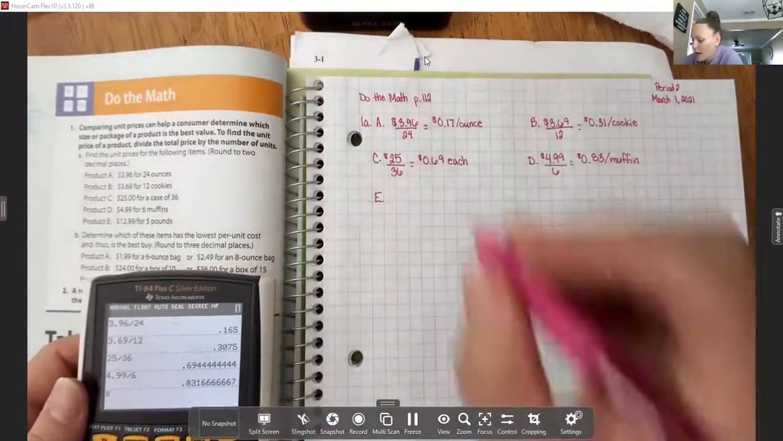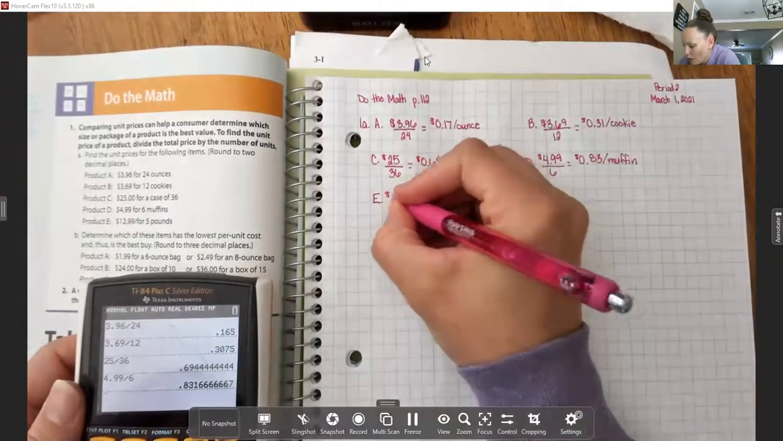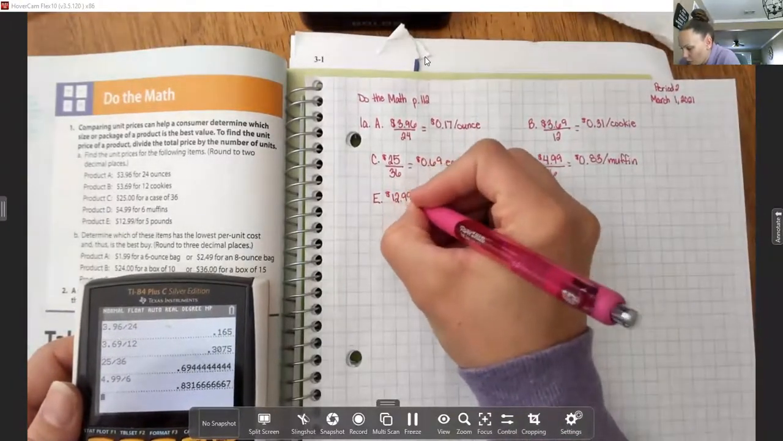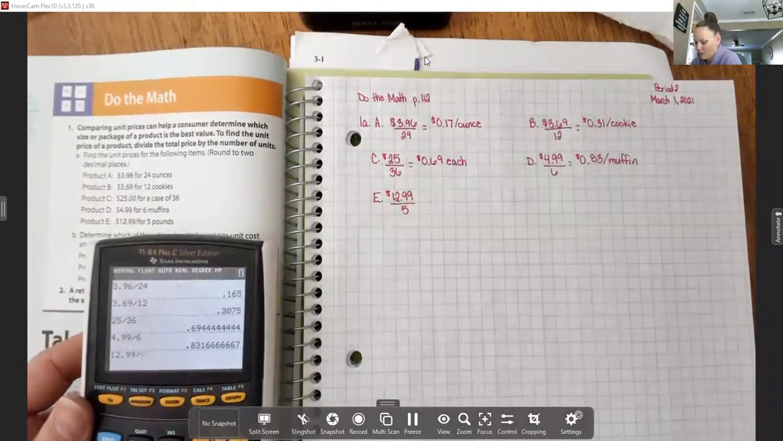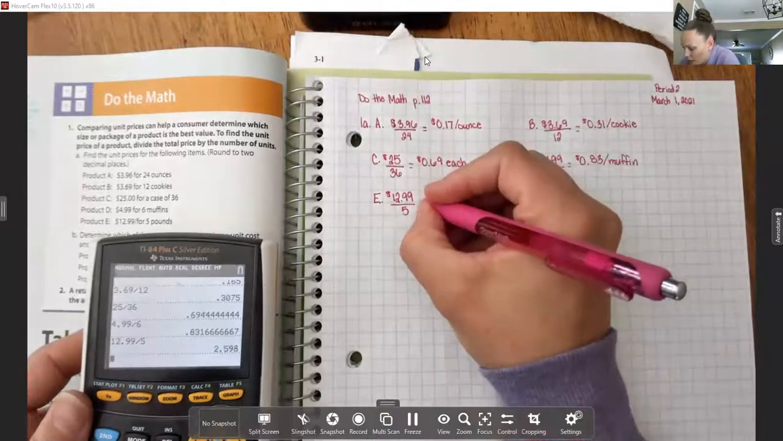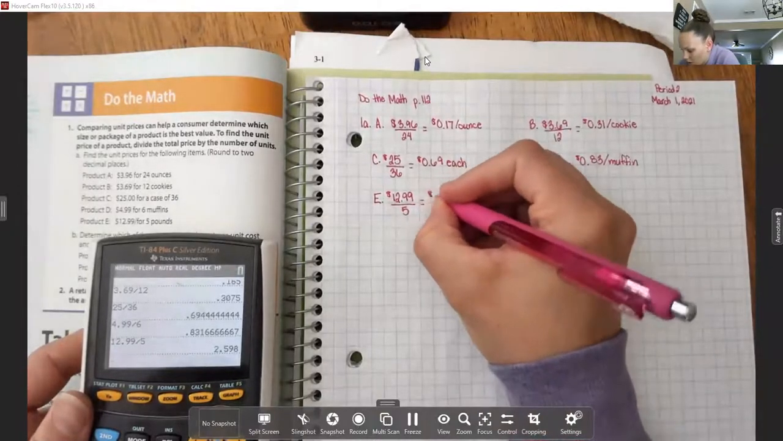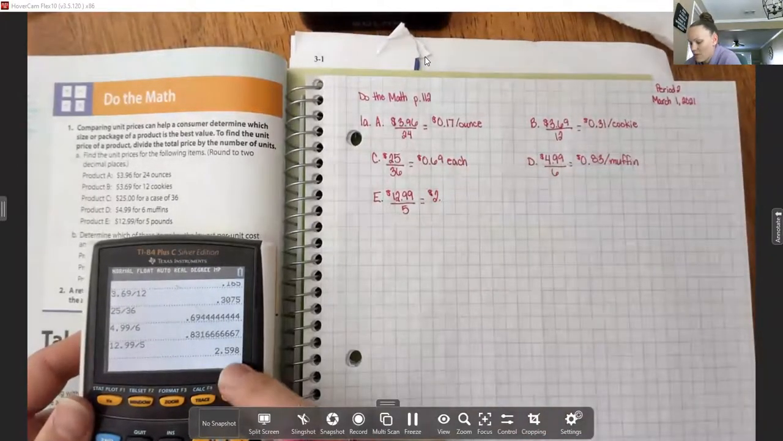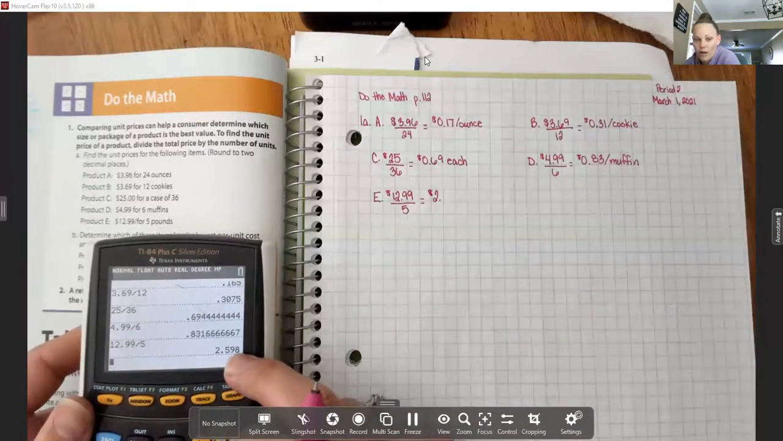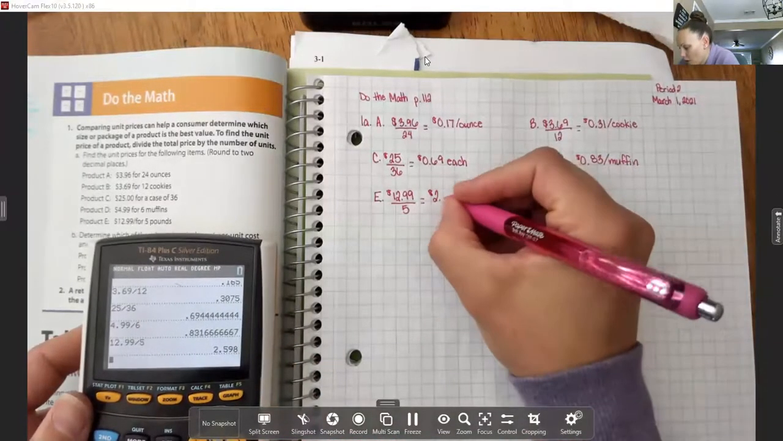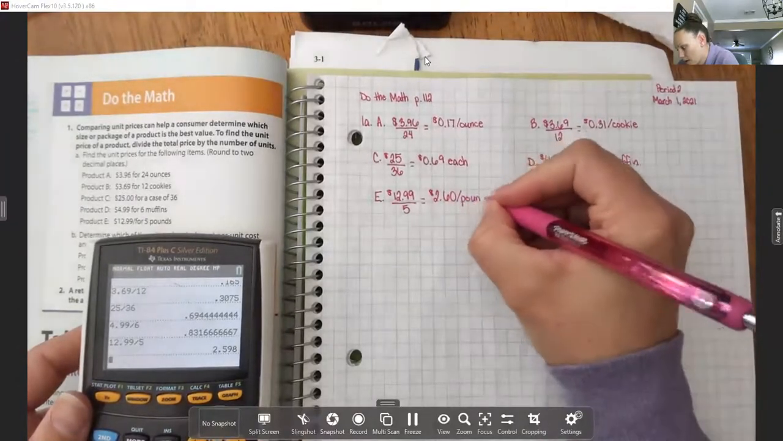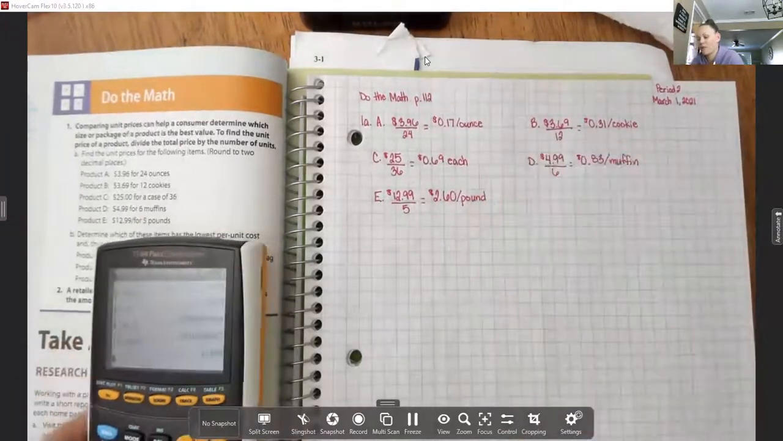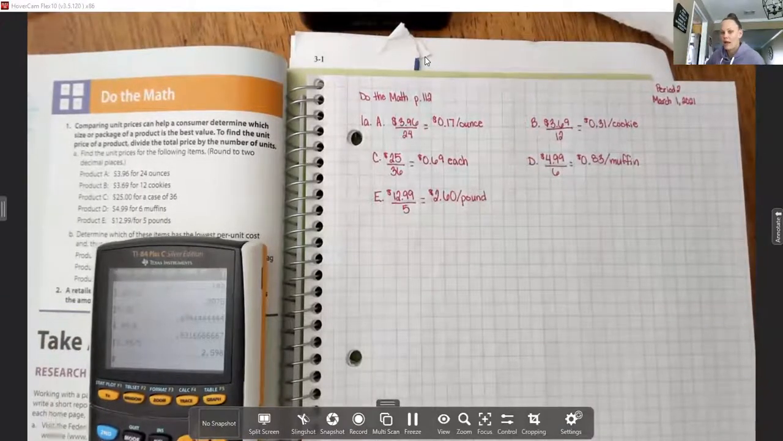And finally, product E is $12.99 for 5 pounds. So $12.99 divided by 5 is $2, and again, 0.598. So that 9 we have to round up. So this is going to be $2.60 per pound. And if you want to abbreviate pound as LB, go ahead.